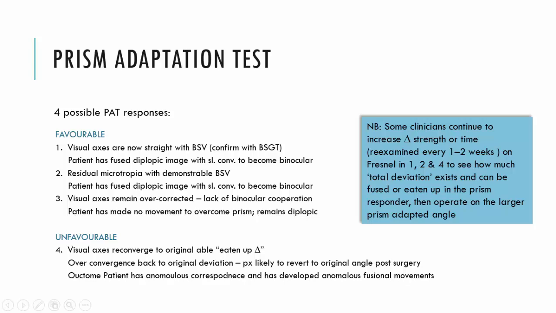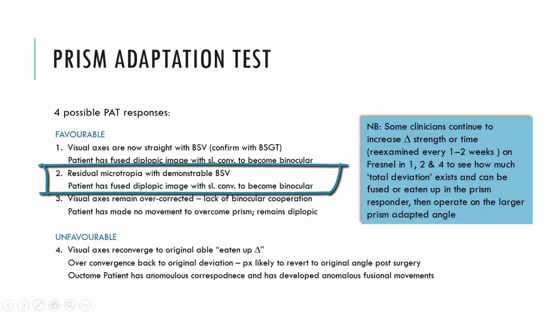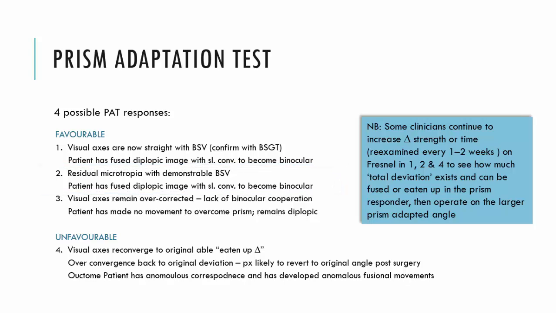The other possibility is that the patient may come back and demonstrate a residual microtropia with BSV. Even though you made the patient exo with the base out prism, they return to clinic and usually have a micro-eso, but you demonstrate that they have BSV, again with something like Bagolini striated glasses. So in response to fusional disparity, a convergence movement has occurred, and the patient has attained binocular single vision but is microtropic.